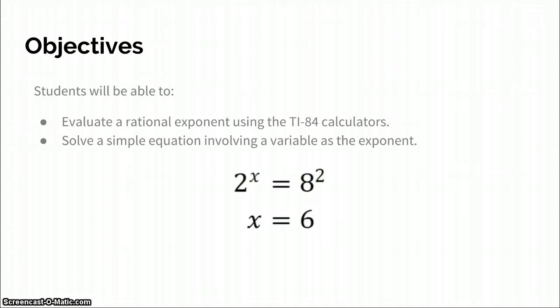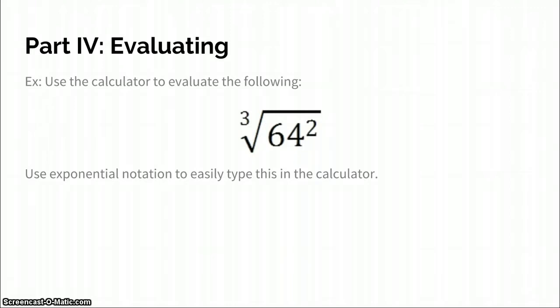So if you have something like 2 to the x equals 8 squared, you should be able to figure out that x equals 6. And that's true, and I'll explain a little later as to how we figure that out. So, first part, evaluating with the calculator.